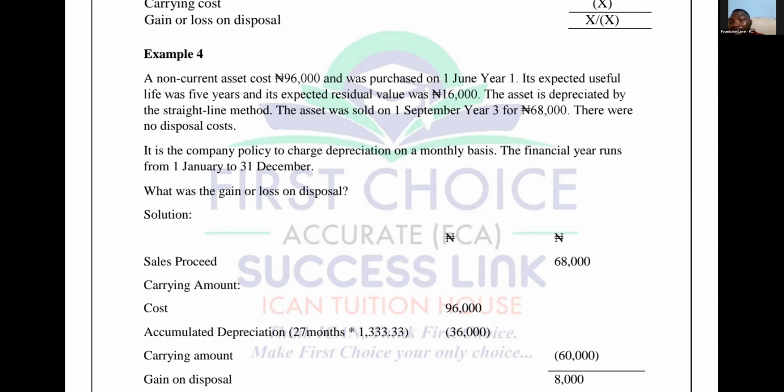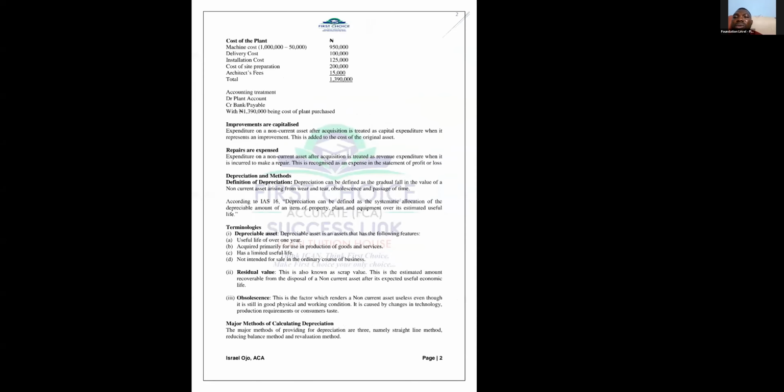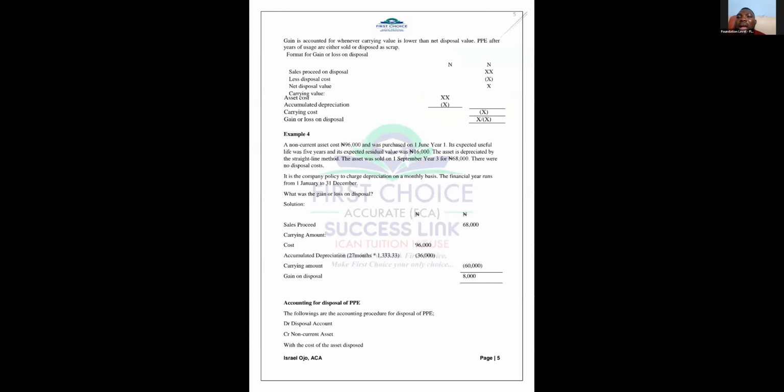The next thing we need now is our carrying amount. Now they gave us the cost of the asset, the useful life of the asset, and the residual value of the asset. So far they have given us the cost and they didn't give us the carrying amount. So we're going to use cost minus accumulated depreciation to arrive at our carrying amount. The cost given to us in the question is 96,000. Now, how do we compute our depreciation?